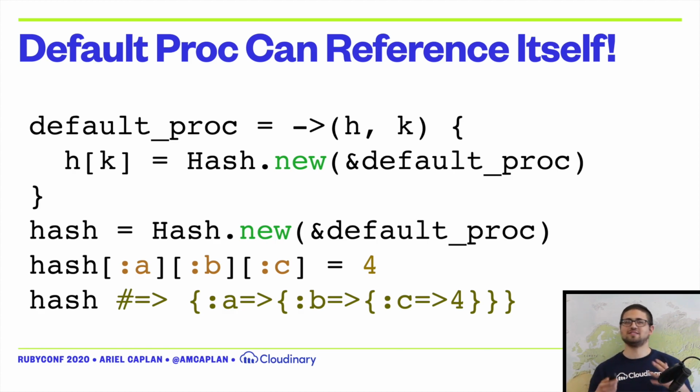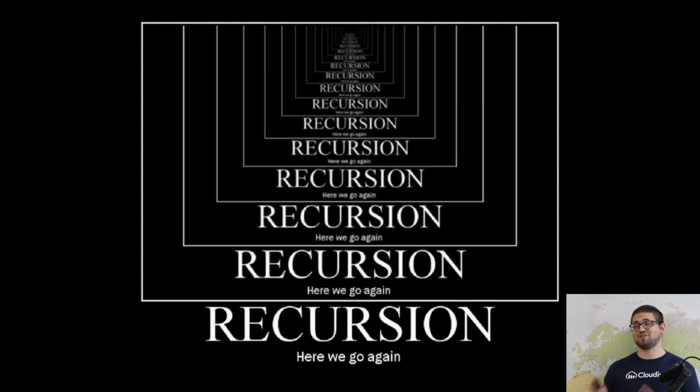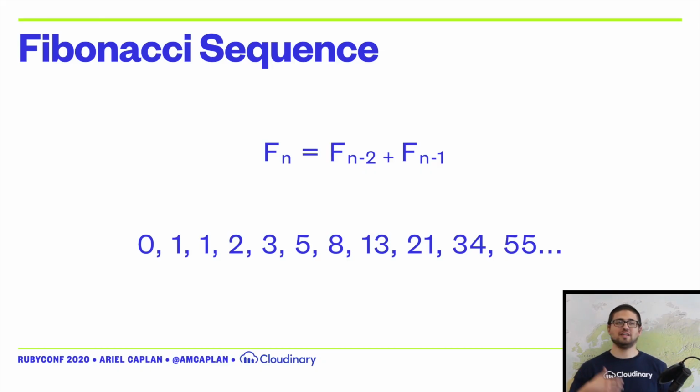And you might be thinking, well, isn't this kind of recursion? And maybe a little bit, but I want to talk to you about real recursion. So, there's a lot of really cool recursive things you can do with hashes because of this default proc as well. So we're going to talk about the classic example of recursion, which is the Fibonacci sequence. So the Fibonacci sequence is a sequence of numbers where the first two numbers are 0 and 1, and then after that, every number is the same as the sum of the two previous numbers.